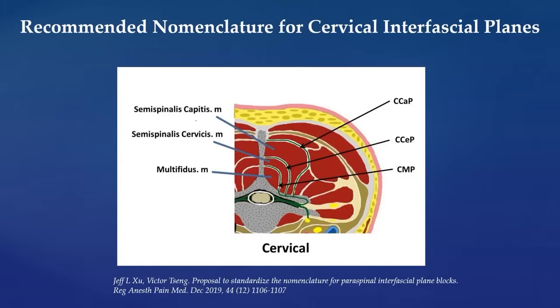The nomenclature is critically essential for teaching, research, and the clinical practice of regional anesthesia. For that purpose, we would call the fascial plane lateral to the multifidus muscle a cervical multifidus plane, CMP. The fascial plane lateral to the cervicis muscle a cervical cervicis plane, CCeP. And the fascial plane lateral to the capitis muscle a cervical capitis plane, CCAP.